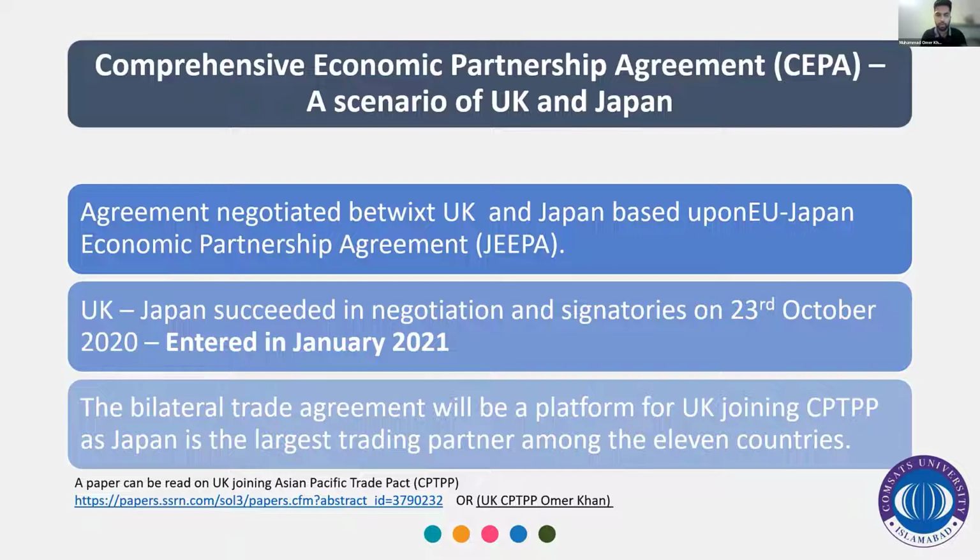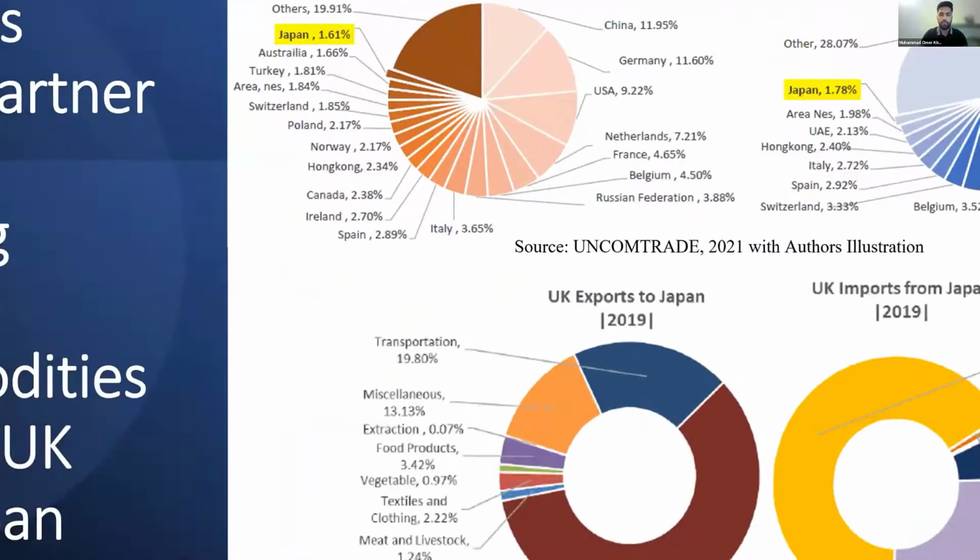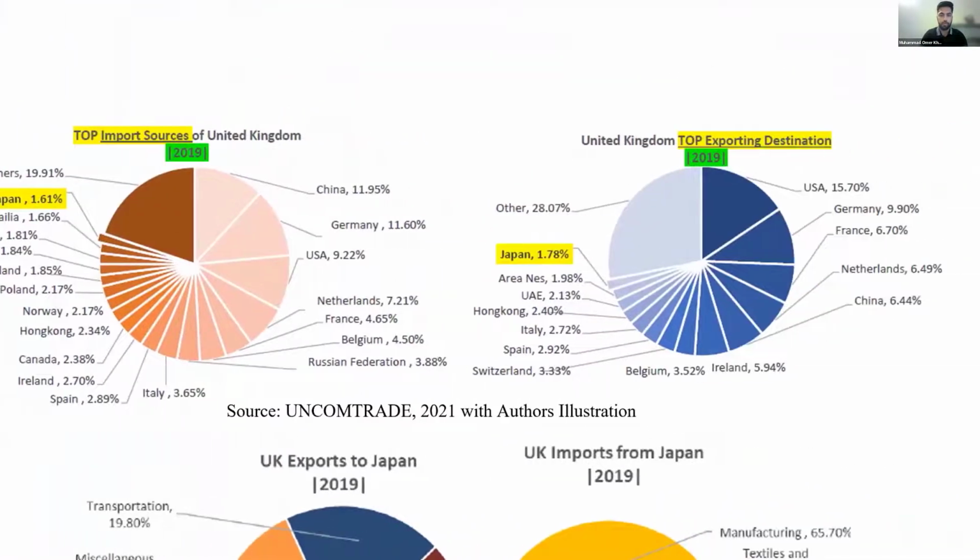We all know that the UK is proposing and going ahead to join mega regional trade agreements, and it is stepping towards big agreements like CPTPP. You can also go through a link which I have shared in the paper, and I have also written a paper on that. In this slide, you can see the top exporting destinations and import sources of the United Kingdom.